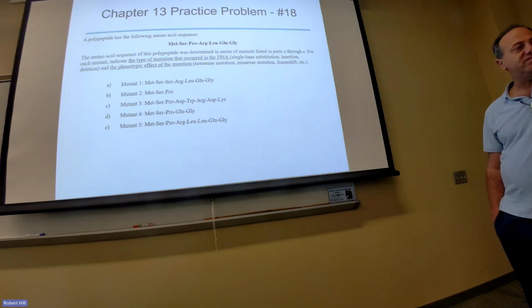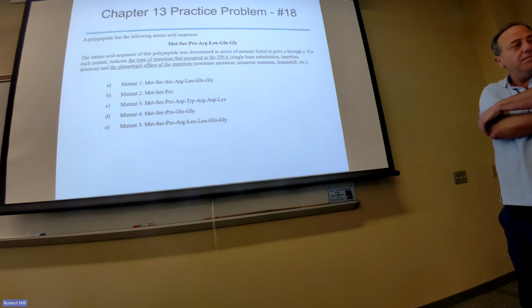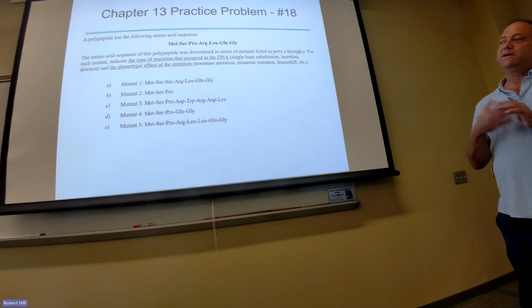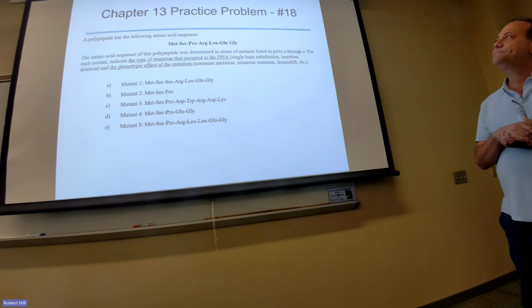So it gives you an amino acid sequence. Okay. And then it gives you a bunch of different mutants. So it wants you to do two things. It wants you to indicate the type of the mutation that occurred in the DNA. All right. So look, we have an amino acid sequence. We're definitely going to need to make use of the codon usage chart to get a DNA sequence. Now, does the codon usage chart have DNA on it? What is it? Yeah, it's an mRNA. Got to keep that in mind.